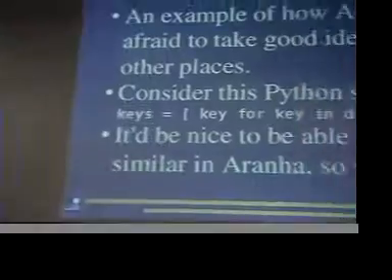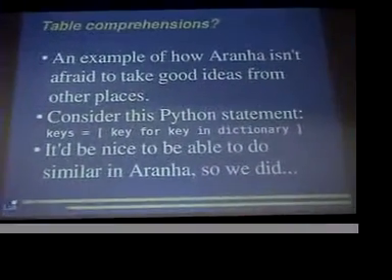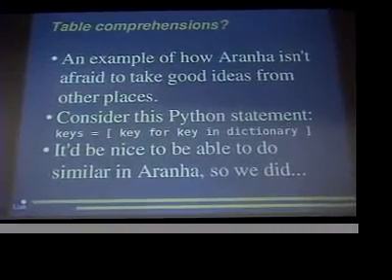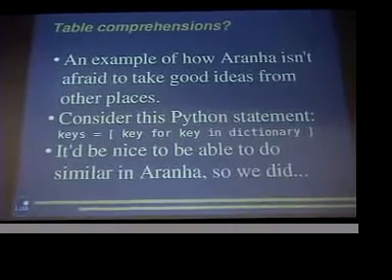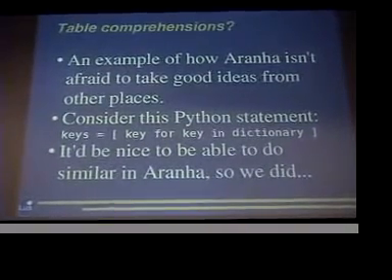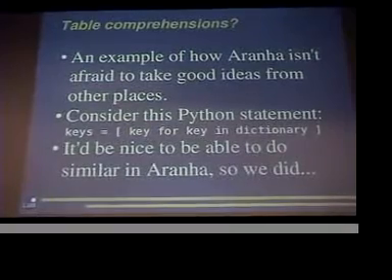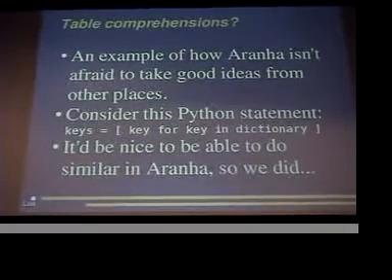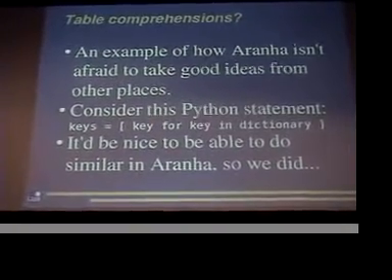Consider the Python statement, keys is key for key in dictionary. That's what Python calls a list comprehension, and Haskell calls a list comprehension. I apologise, I'm not old enough to know Haskell. I thought it'd be nice to be able to do that in Aranha, so we did. I said to Ricky, comprehension's a good idea. He went, yes, coded.